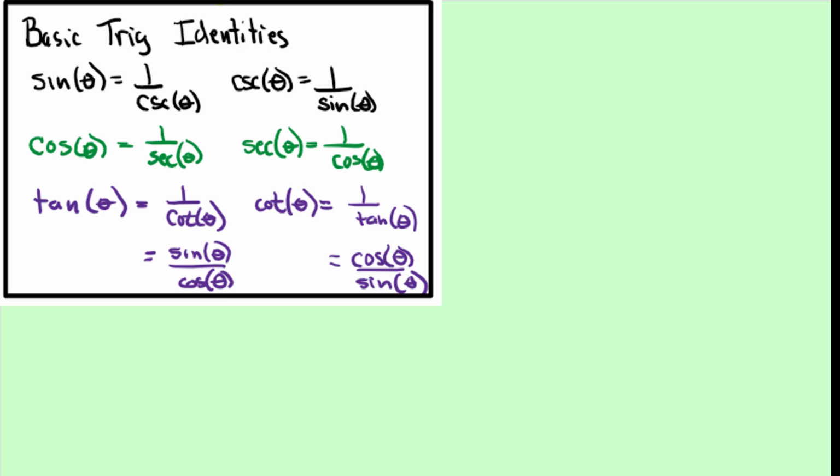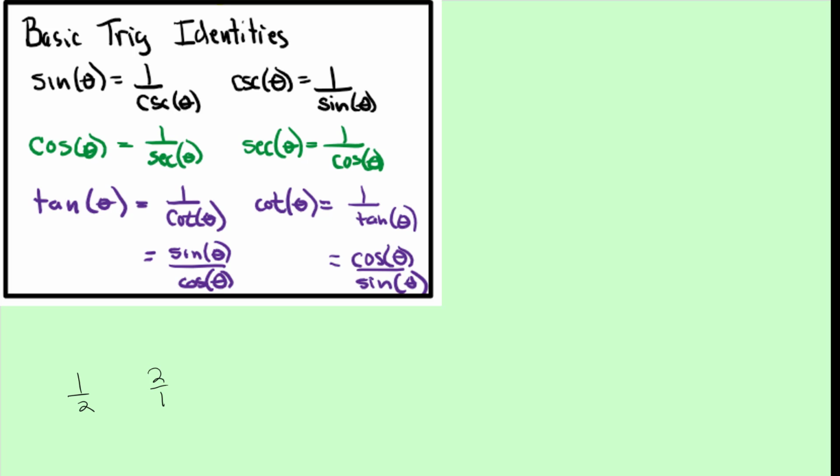Sine and cosecant are reciprocals of each other. So remember, reciprocals: if you have 1 over 2, the reciprocal would be 2 over 1. So sine is 1 over cosecant. Cosecant is 1 over sine. Cosine is 1 over secant. They're equivalent. Secant is the equivalent of 1 over cosine.